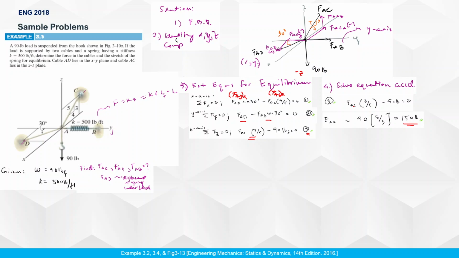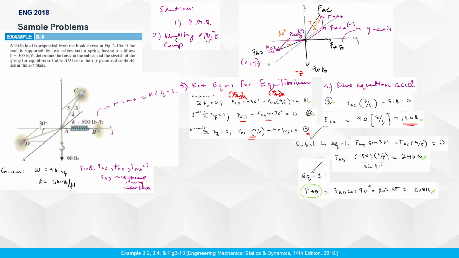What can we solve next with AC? With knowing AC, we can now solve equation 1. So you substitute this to equation 1 and we will get 240 pounds. Then from here, we already know AD. From here, we can now solve equation 2. FAB here is simply, we'll get the force here at 208 pounds. There we go.